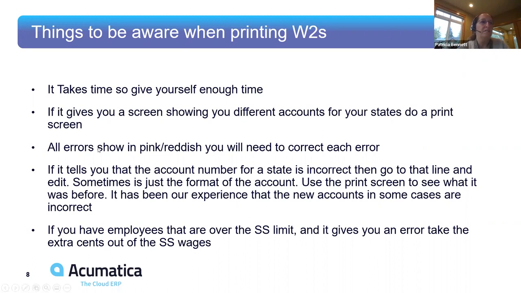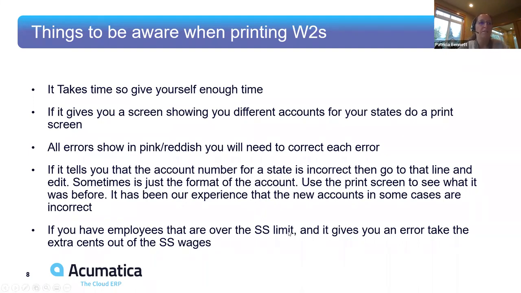All the errors that the system finds will show up in either kind of a pinkish, reddish color. You will need to correct each one of those before you can move forward. So if it tells you that the SUTA account number is incorrect for a particular state, go to that pinkish line, and then there's an edit button on top. Click on that, and in most cases it's just the format.